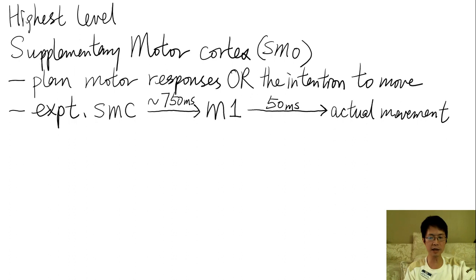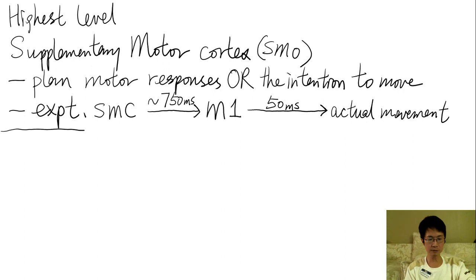You form the intention to move. That's why this part will activate first. Okay, so that's why we call it the highest level, because the highest level is your cognitive thinking. Your cognitive thinking gives you the intention to move. So that is the highest level.